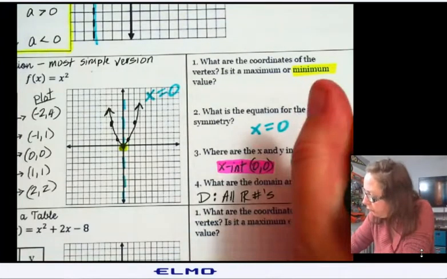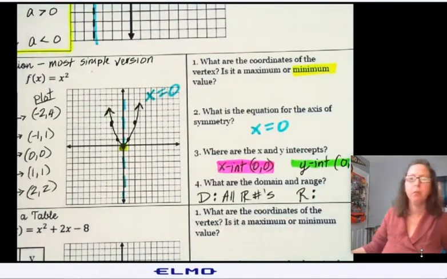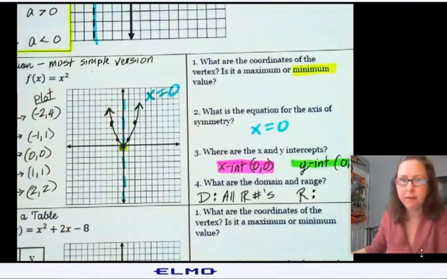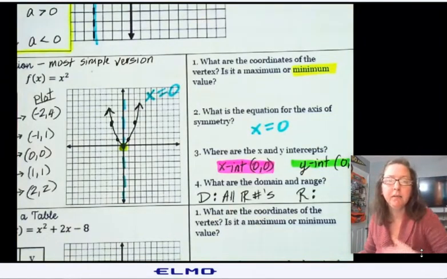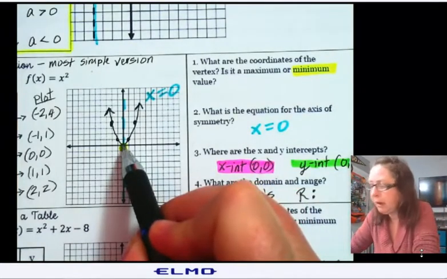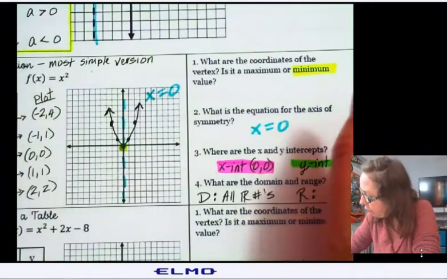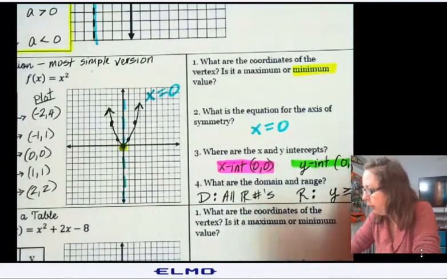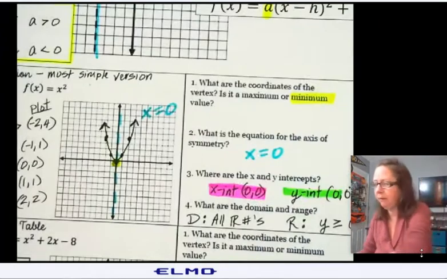The range comes from the vertex. It comes from the vertex, okay? The vertex is located at 0, 0. And so the y values are all greater than or equal to the y value of the vertex, which is 0 in this case.